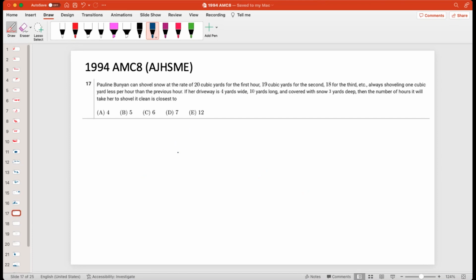Pauline Bunyan can shovel snow at the rate of 20 cubic yards for the first hour, 19 cubic yards for the second, 18 for the third, etc. Always shoveling one yard less per hour than the previous hour. If our driveway is 4 yards wide, 10 yards long and 3 yards deep, what is the number of hours it will take? So what is the volume of snow which is there?